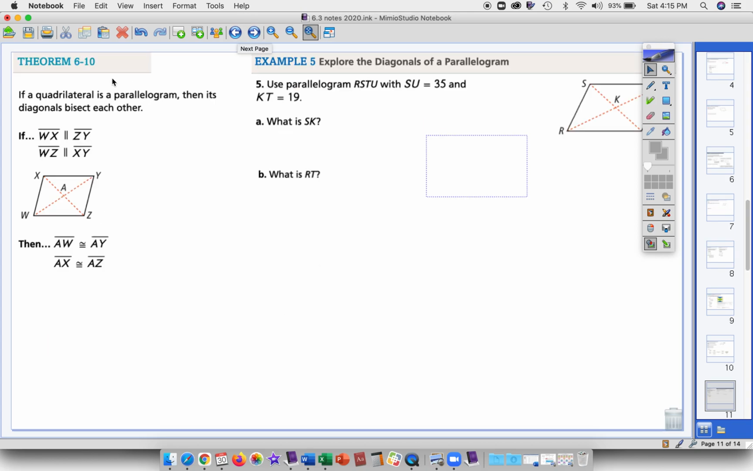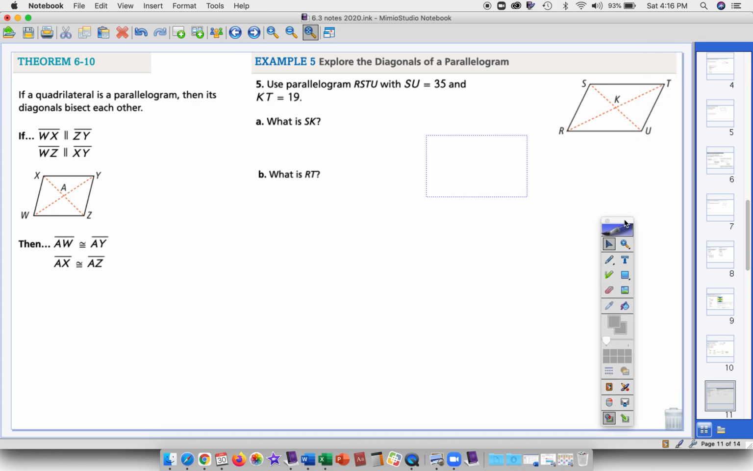So theorem 6.10 says if a quadrilateral is a parallelogram, then its diagonals bisect each other. So try example 5. Okay, we have a parallelogram. You're asked to figure out the length of SK and RT. So go ahead and try that, pause the video, and come back when you're done. Hopefully you got 17.5 for SK and 38 for RT.